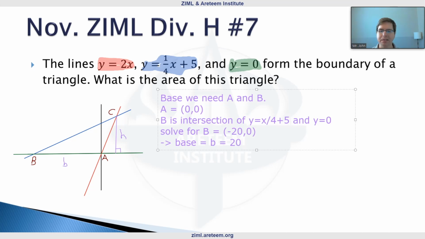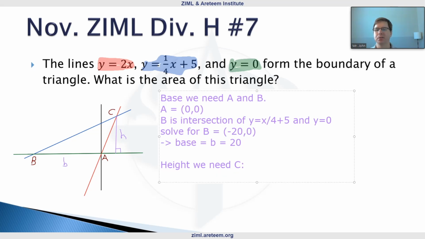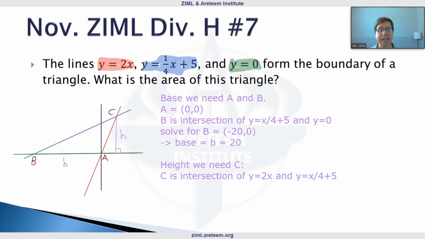So for the height, we're just going to actually need C. Height, we need C, right? And so C is the intersection of the red and the blue. So y equals 2x and y equals x over 4 plus 5. So again, this is where the algebra comes into play, right? We have two equations.